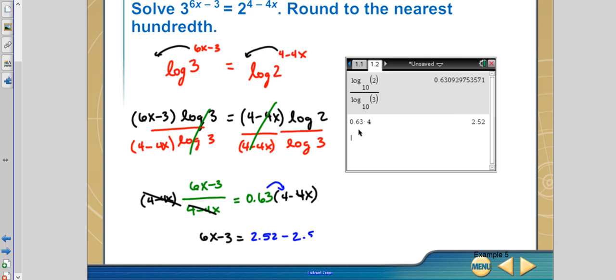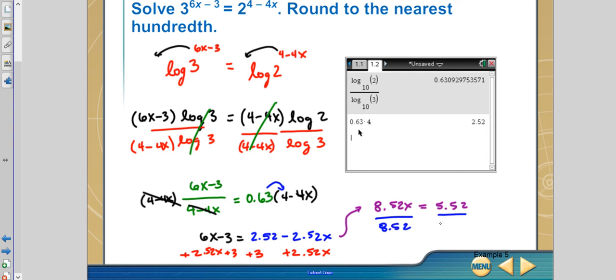minus 2.52x. And now we combine our like terms. I'm going to add 2.52x, and I'm also going to add 3 to both sides. So it looks like to me that from here we'll end up with 8.52x will equal 5.52. Last step is we divide by 8.52, and we should have our answer.